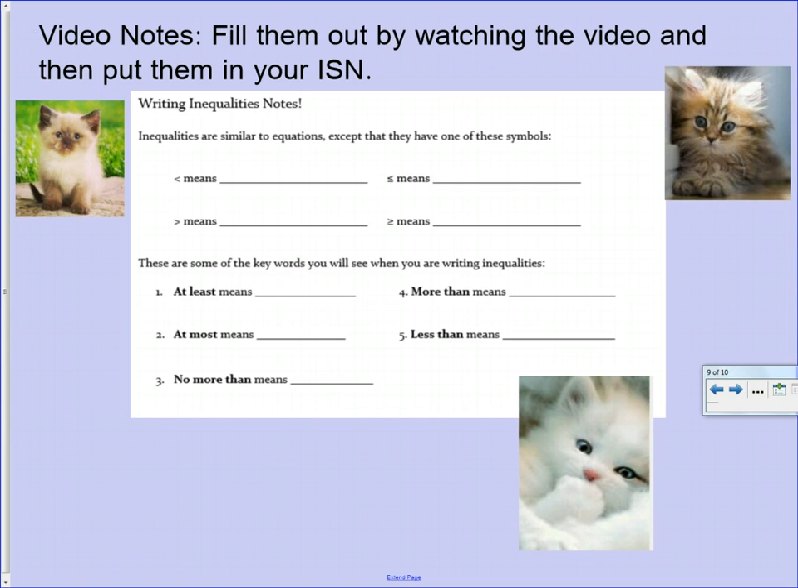So this first part here is just a review of what each symbol means. So this first symbol means less than. And the symbol below that means greater than. On the right-hand side, it's the same symbol, but there is a line underneath it. So if there is a line underneath, that means it's going to be less than or equal to. And then below that would be greater than or equal to.